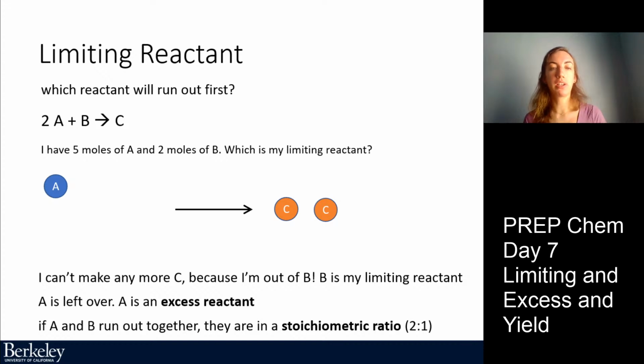And then just one more point of confusion. If all I've given you is 2A plus B goes to C, you don't know what the limiting reactant is. You need to know how much of each you actually have in front of you, and then use the stoichiometric coefficients.